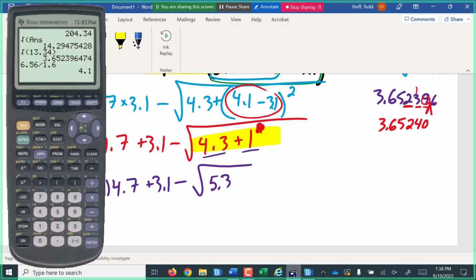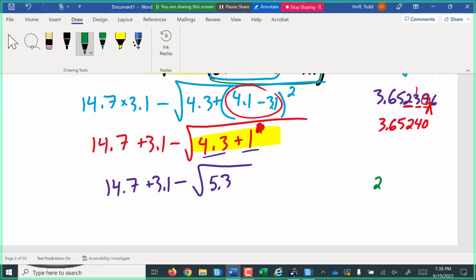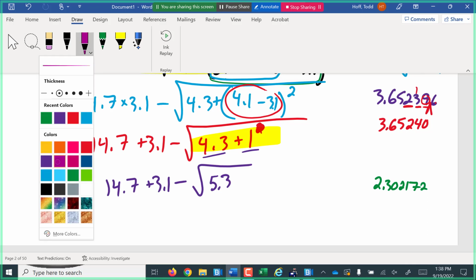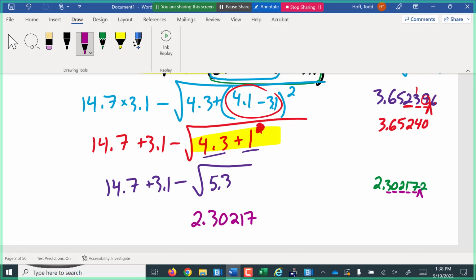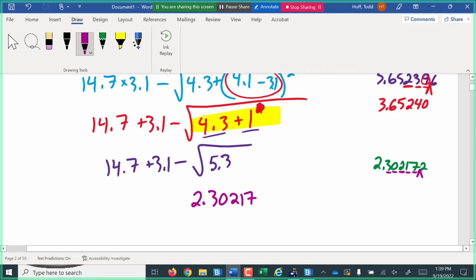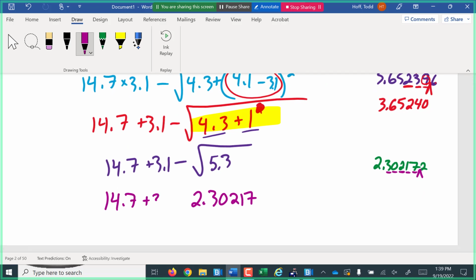So again, this one's not going to work out nice and neat, so we're going to have to round it. Where would we round that to? We want to go 2 digits past the thousandths. So this is the tenths, the hundredths, and the thousandths here. 2 more digits would be the 1 and the 7. If we round there, that's going to be 2.30217. That's where we'll round that for now, two digits past where we want our final answer to be rounded.